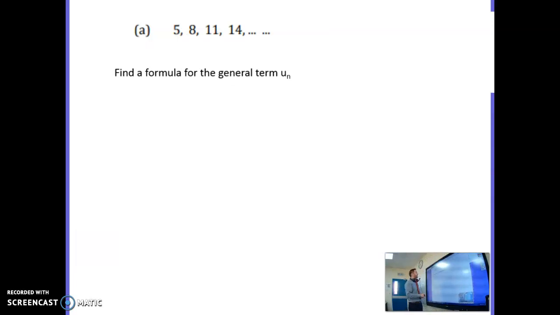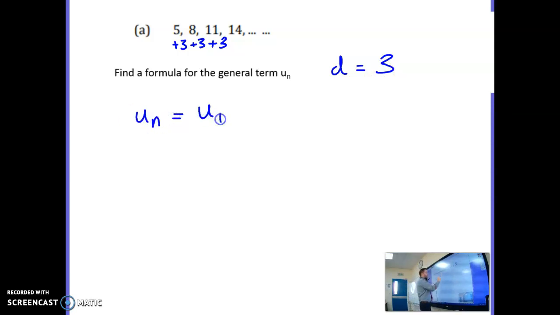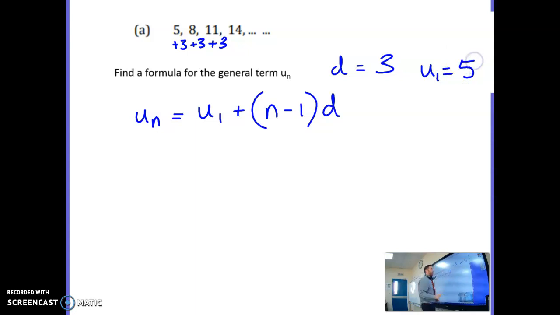Trying to clarify this a little bit more: find a formula for the general term Un for this sequence. Well, we know here that the difference is plus 3, plus 3, plus 3, so we've got D equals 3. Let's write down that formula: Un is equal to U1 plus (n minus 1) times D. We also know that U1, the first term in the sequence, is 5.